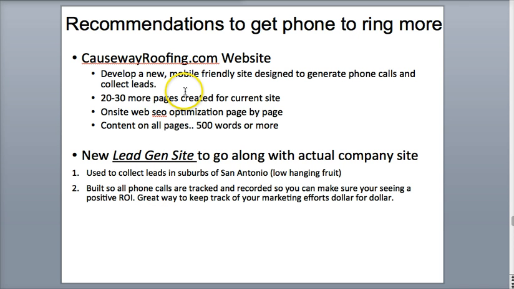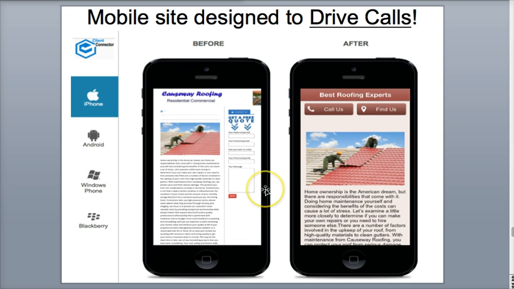Number 1, develop a mobile-friendly site designed to generate phone calls and collect leads. More pages, better optimization, a lot of content. I would also recommend throwing in a new lead gen site to go along with your actual company site, because it's a good way to track your marketing, and it also can get low-hanging fruit, which is easier search terms to rank for. And then we're going to change your mobile site from this on the left here to this on the right. You click this and it calls you immediately.